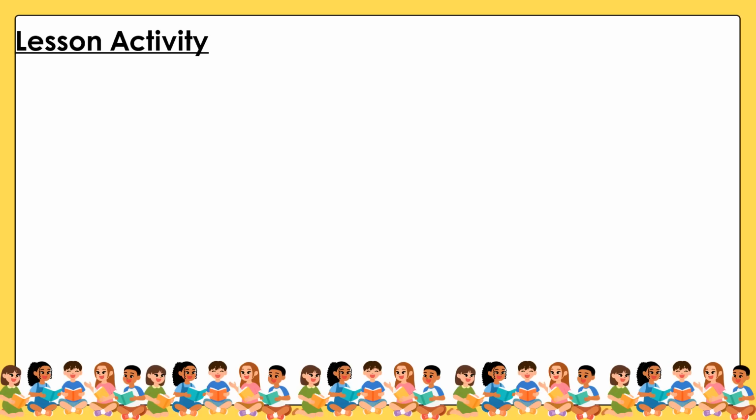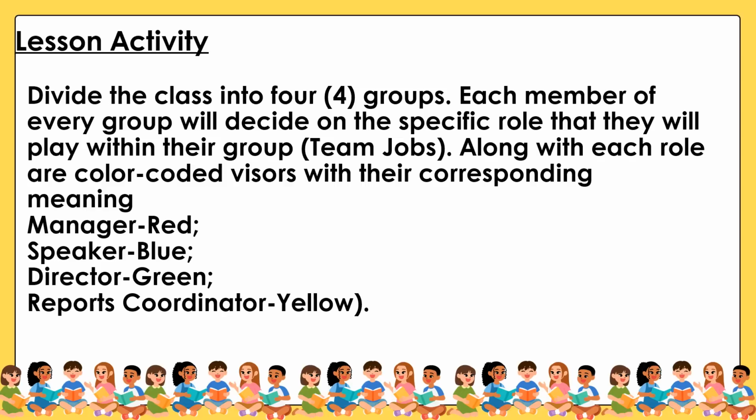Here's the lesson activity. Divide the class into 4 groups. Each member of every group will decide on the specific role that they will play within their group. Team jobs. Along with each role are color-coded visors with their corresponding meaning. Manager is red, speaker is blue, director is green, and reports coordinator is yellow.